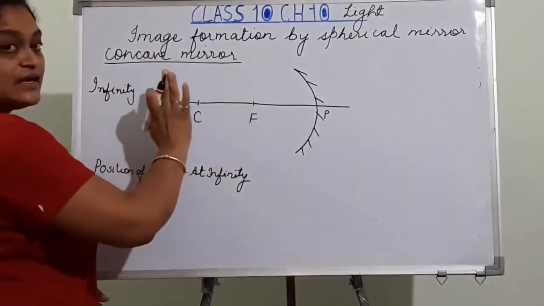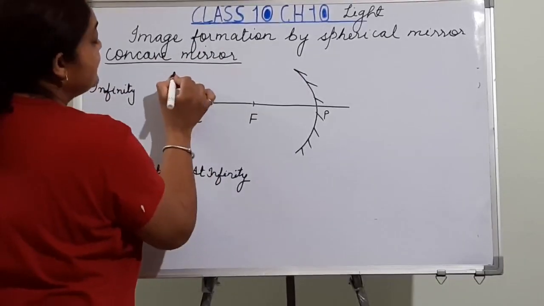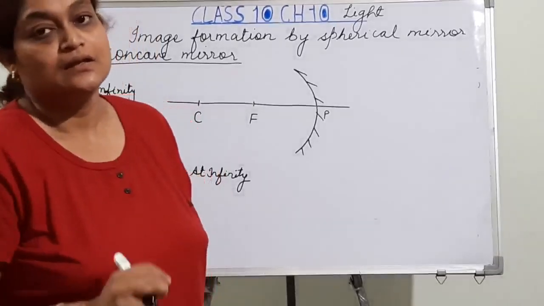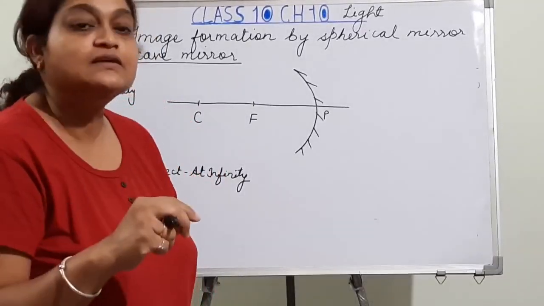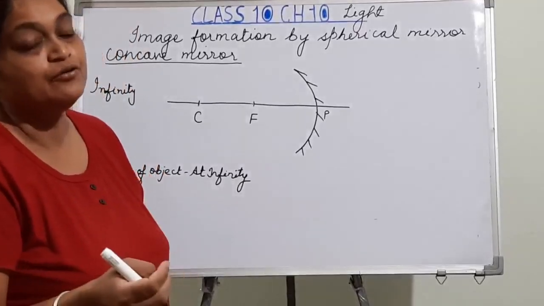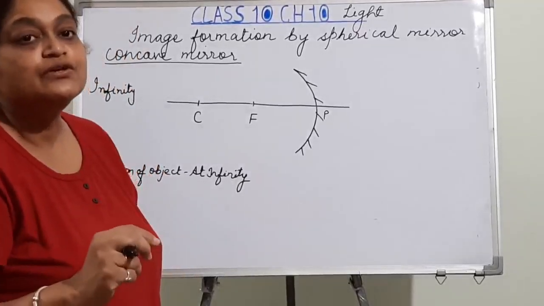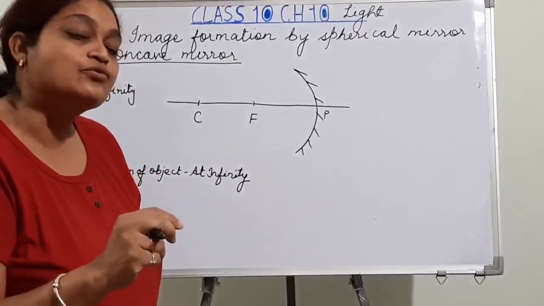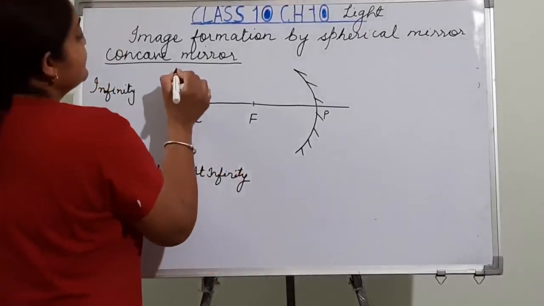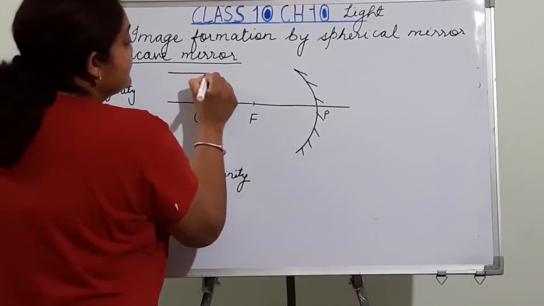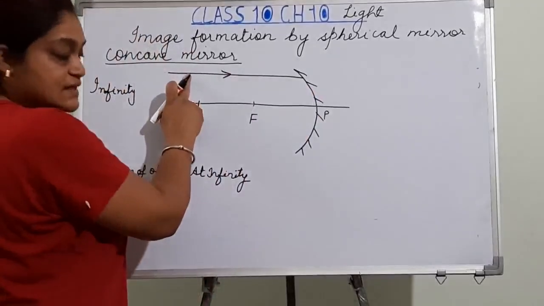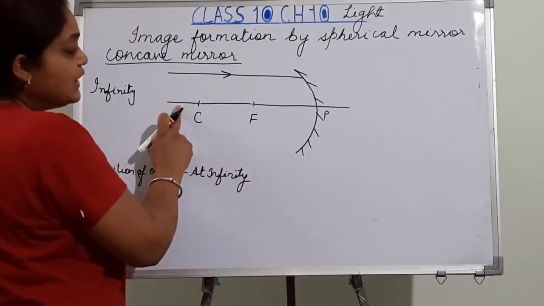Now if object is at infinity, the rays will come parallel to principal axis. For the formation of image, 2 rays are necessary. You have seen earlier the rules I have explained to you. Out of 4 rules, you can use any 2 rules to draw the ray diagram. Let us see. So first ray, this is parallel, this is incident ray, right? It is parallel to this principal axis.